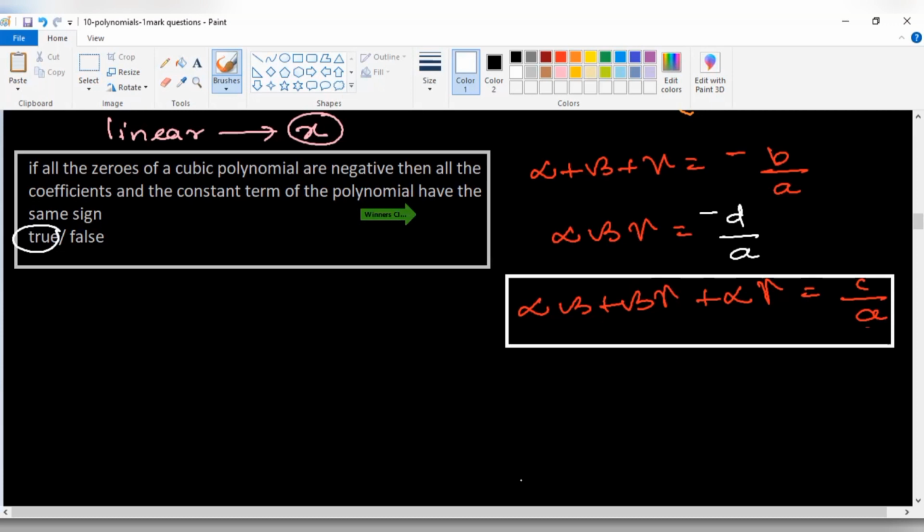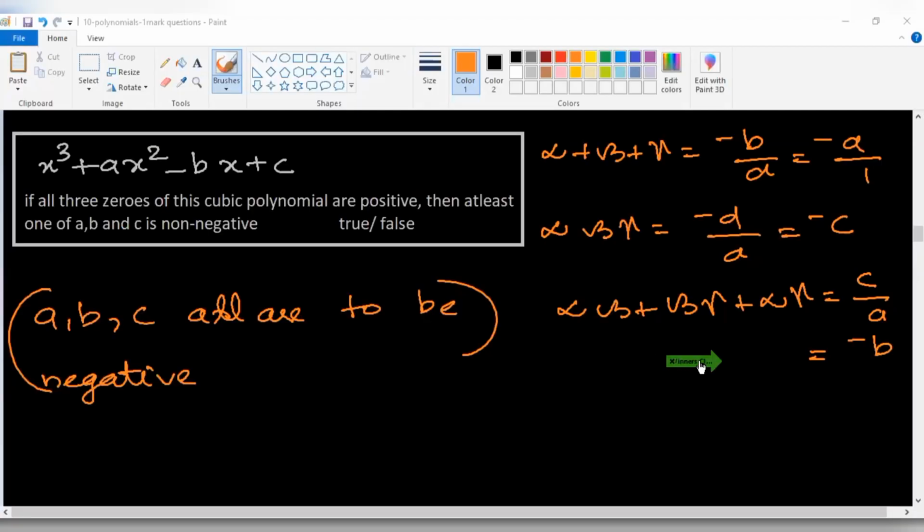This is the next one. x cube plus ax square minus bx plus c. So in place of a, we have 1. In place of b, we have a. In place of c, we have minus b. And in place of d, we have c.